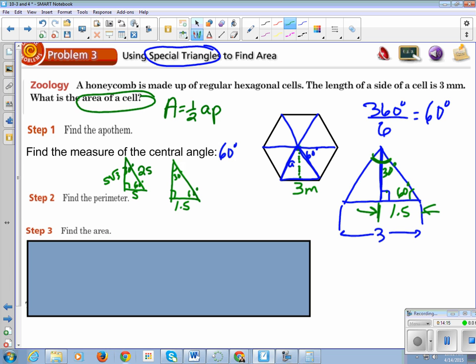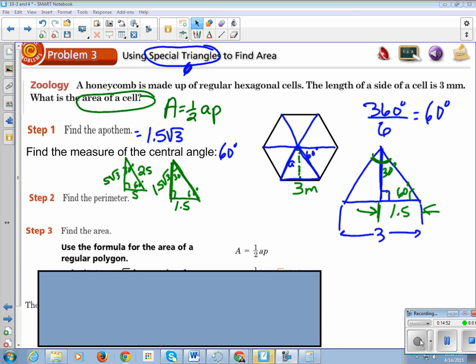So the hypotenuse has to be 2 times 1.5, which is 3. And then our apothem, our long side, is 1.5 times the square root of 3. So when it says find the apothem, we know that is 1.5 square root of 3 because of our special right triangle. All right, so once we know the apothem, we can find the area.